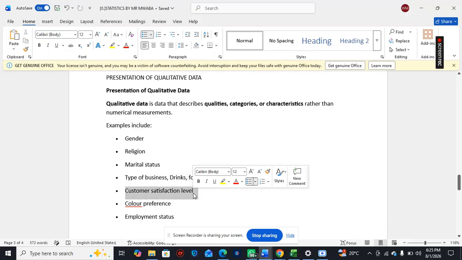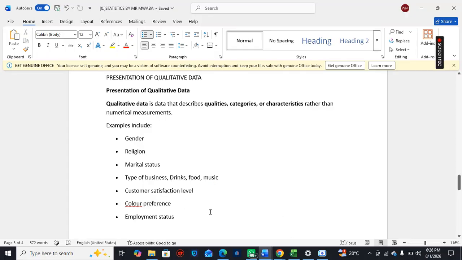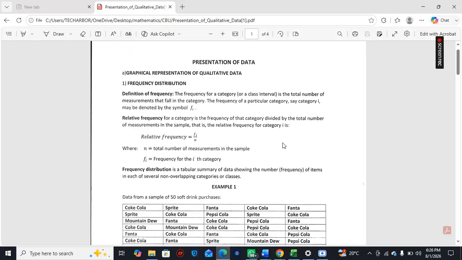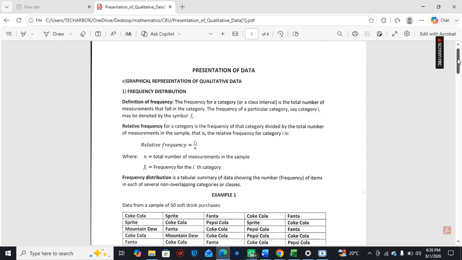Customer satisfaction level: satisfied, unsatisfied, very satisfied. Preferences: like, dislike, yes or no. Employment status: employed and unemployed. So as you can see with these examples, colleagues, this information is about qualities, categories, or characteristics. That is what qualitative data is about. So we're going to see how we're able to present this qualitative data.